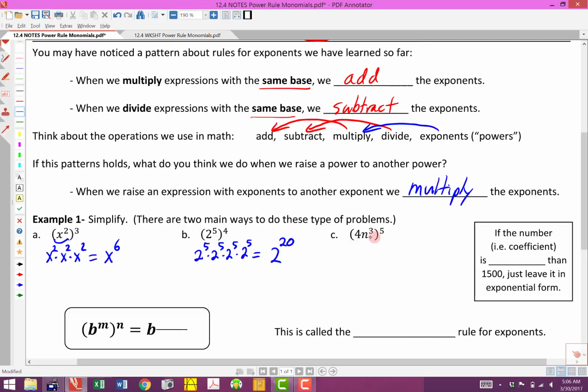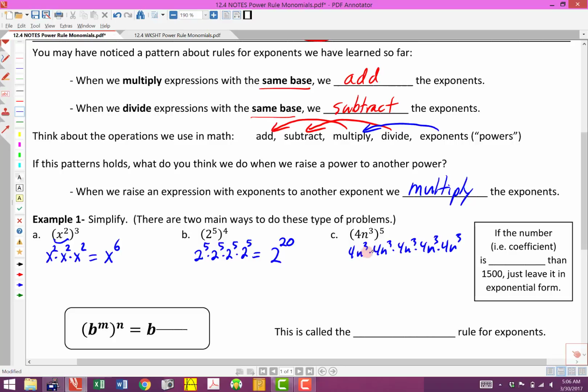And then on this one, we have 4n to the third. Notice that's in parentheses. Actually, all those are in parentheses. Take a look at that. And we raise that to the 5th. So this is 4n to the third. We're going to write this down 5 times. And you can see why mathematicians like to find shorter rules and shorter ways to do things as long as they're getting the right answer.